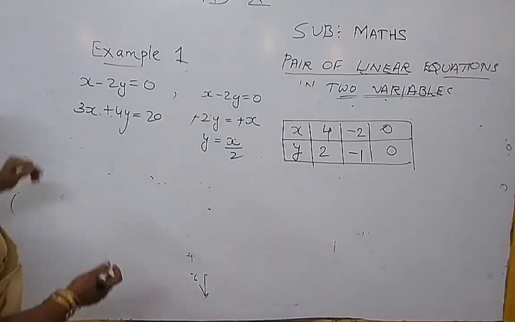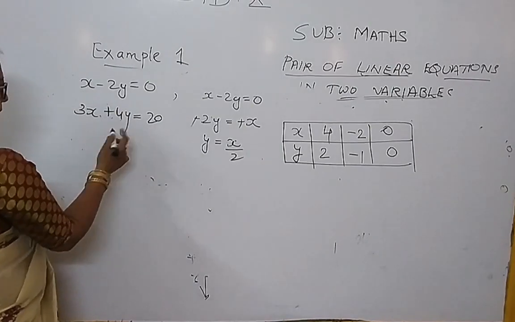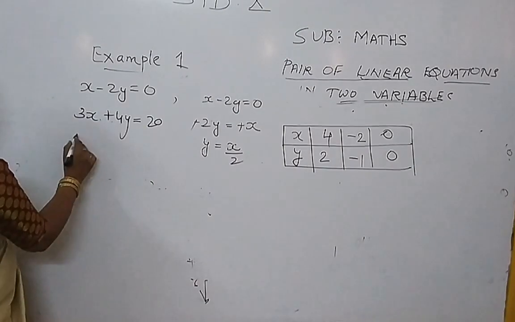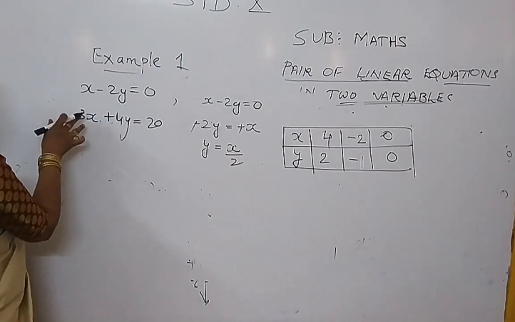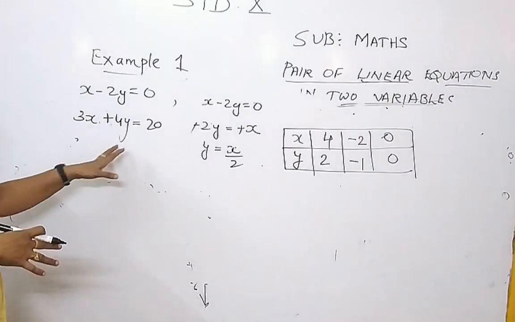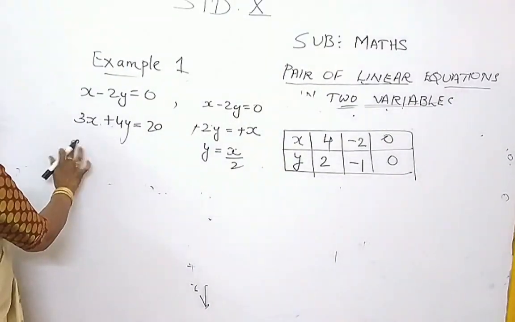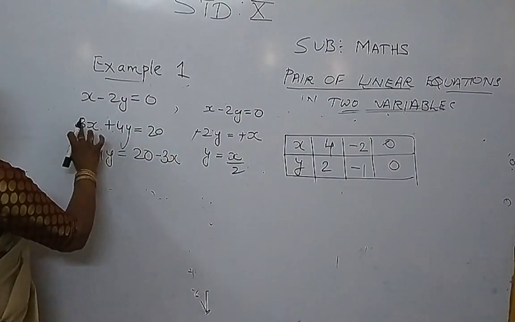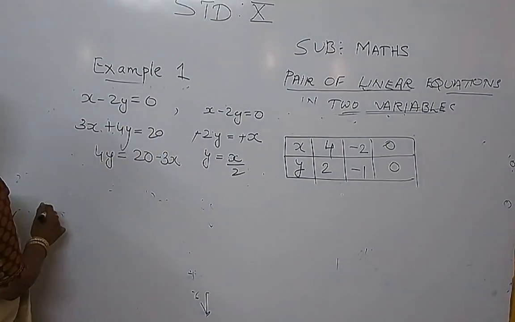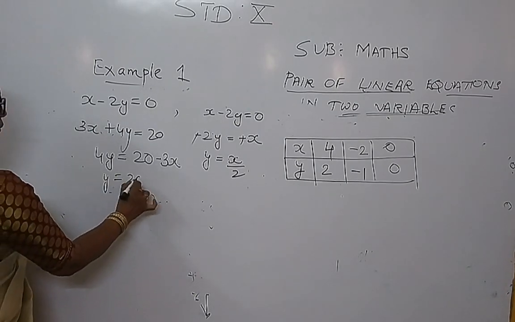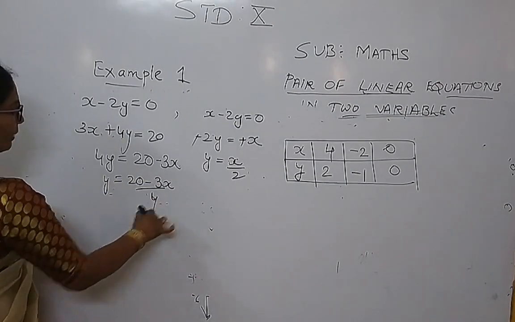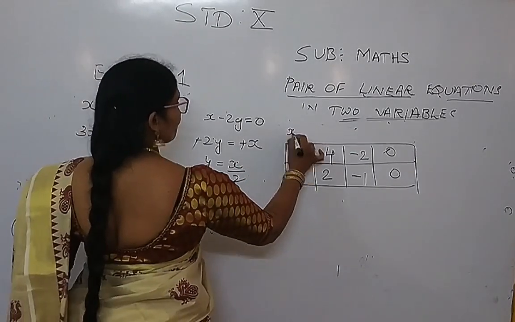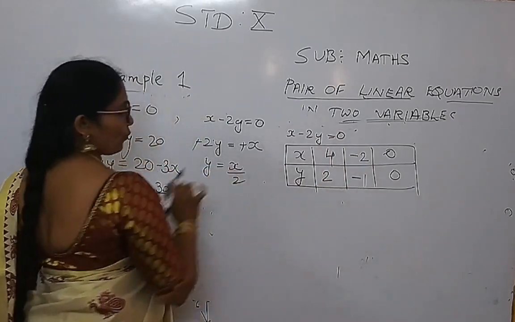Now in the same way for the second equation, 3x plus 4y equal to 20, you have to solve according to that. Normally, you put values for x and find the value of y. So here also I am going to do it that way. 4y is equal to 20 minus 3x, because 3x moving across becomes minus 3x. So y is equal to 20 minus 3x by 4. These are the solutions for this equation.